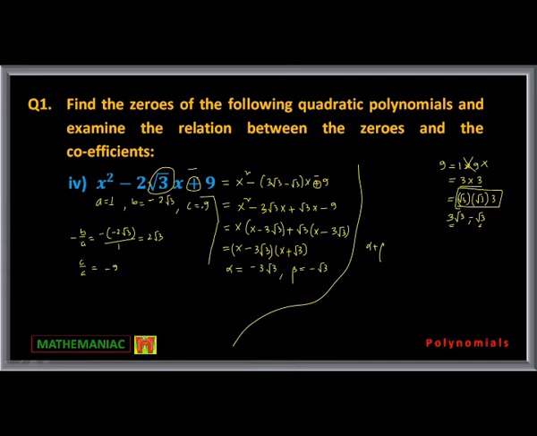Now just check what is alpha plus beta. Minus 3 root 3 plus, sorry, this is plus 3 root 3 minus root 3. So what you will be getting, this is 2 root 3. And then this is equal to minus b by a, you can check it. And then what is the product? It is 3 root 3 into minus 3, that is minus 9, and again it is c by a.